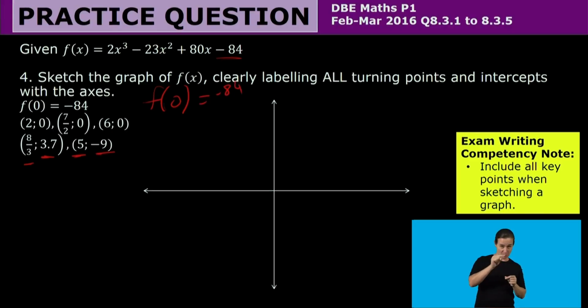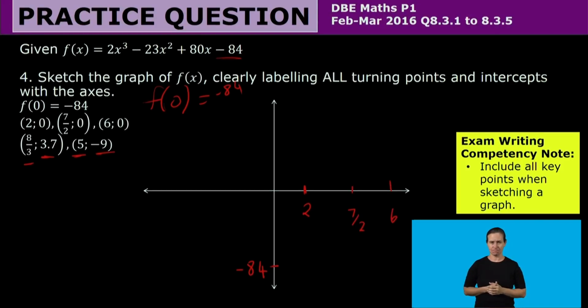Let's plot these points and then join the dots to get our cubic function. So we've got minus 84 here. That's our y-intercept. We've got x-intercepts of 2, 7 over 2, and 6.